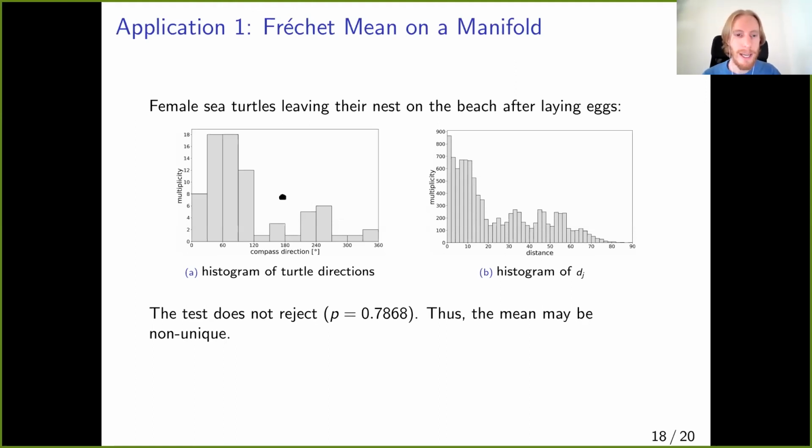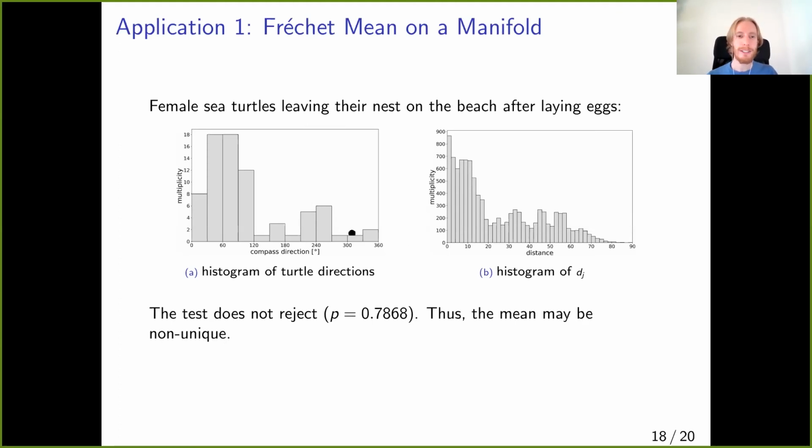What one can see here, we have 2 modes, as in our example before. And actually then here, if you look at the histogram of distances, we see, okay, there are several other modes. It's not as clean cut as I showed you before, but there are significantly rising slopes, and therefore the test does not reject. The p-value is even quite close to 1. So we cannot rule out the possibility that the mean direction is actually non-unique.